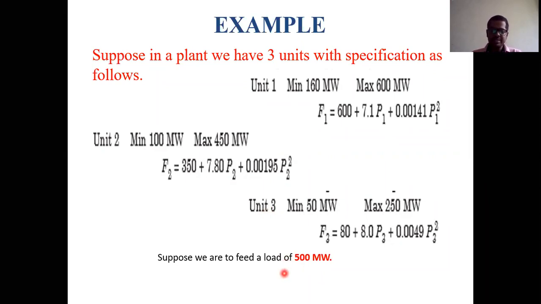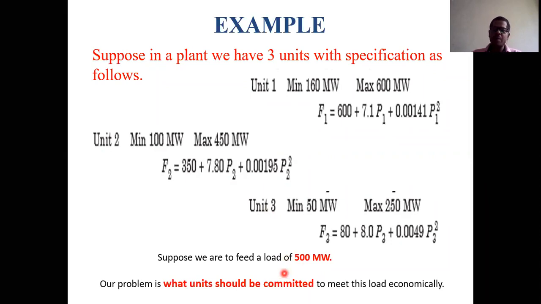But here the problem is what units should be committed. Means either we have to take unit 1 alone or unit 2 alone or unit 3 alone. This is case 1. And case 2 is it is better to take a combination of 2 units, like unit 1 and unit 2 is one combination, unit 2 and unit 3 is one more combination, and unit 1 and unit 3 is one more combination. Coming to case 3, it is better to take all the 3 generators at a time. So these are the different combinations we are going to see.